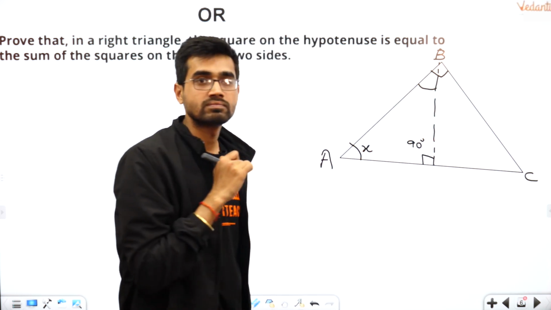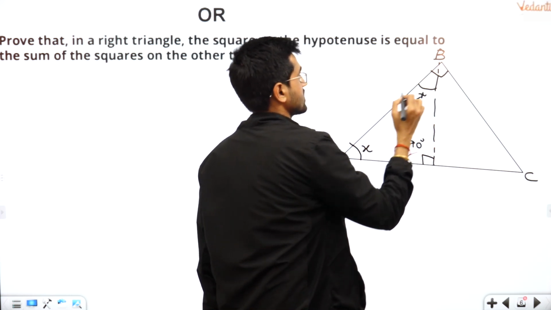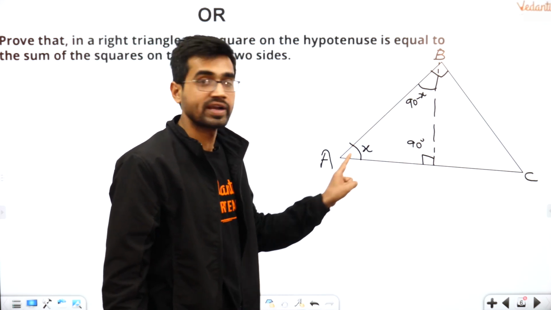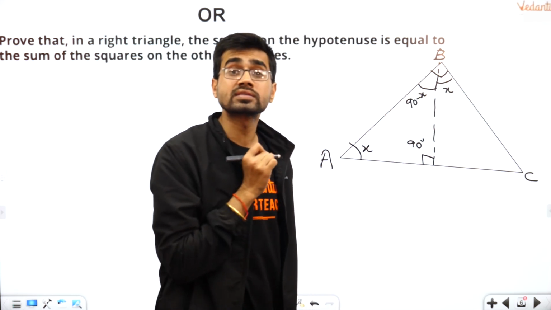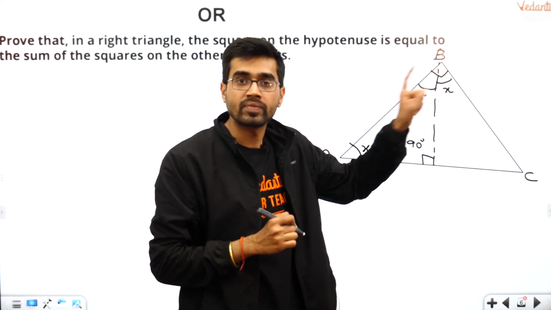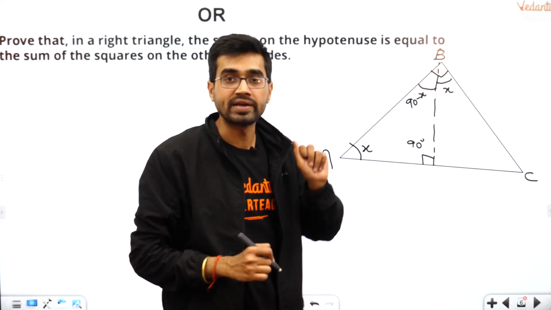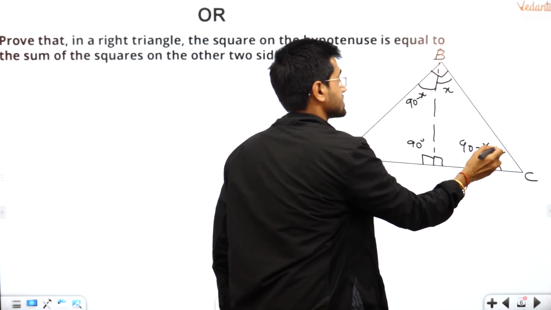90 minus x. What will this angle be? 90 minus x, because this is 90, this is x. The sum should be 180, correct? What will this be? x. Why will this be x? Because this is 90 total. Correct? So this is x, this is 90 minus x. The sum should come to 90. Now if this is x, this is 90. What is this angle? 90 minus x.